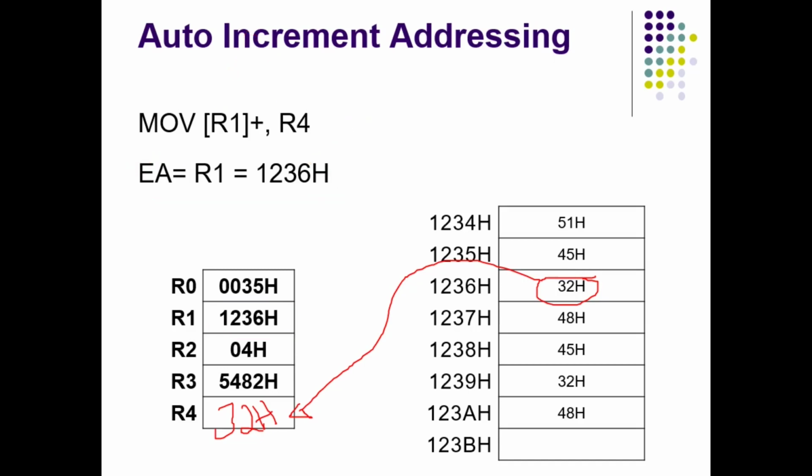Now what about the plus sign? That means after copying 32H to R4, R1 is updated by 1. That means the R1 value becomes 1237H. Now what is the use of that update in this instruction? In this instruction we don't use that updated value. If we use the R1 register once again in the next instruction, we refer to that updated value for that instruction. So this is called auto increment addressing.